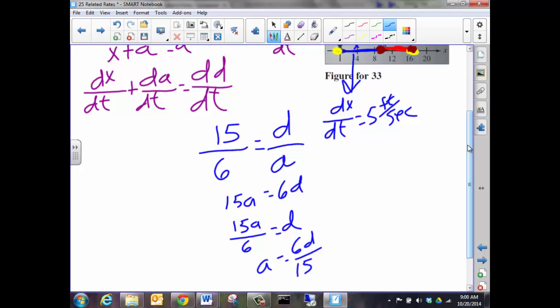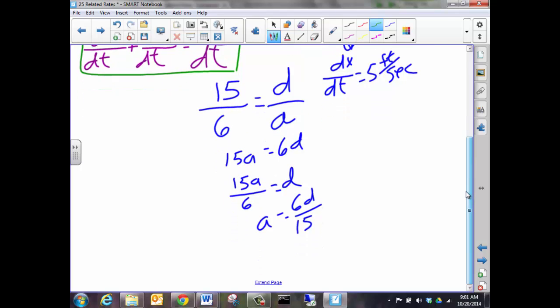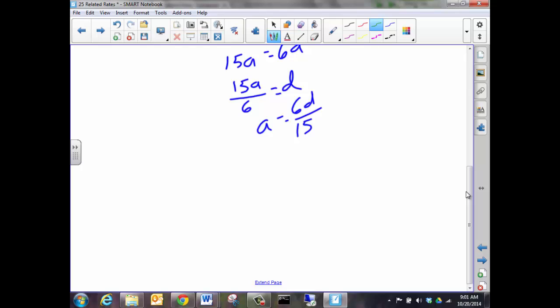But now, look at where we're at. We got over here in our purple to this point right here. We've got dx's, dA's, and dD's. And now we've got A equals 6D over 15. So what are we going to do now? Find the derivative of which one of these do you want to use, A or D, Sutton? Let's do A. So dA over dt equals what? 2/5, which is equal to 6 over 15. Yeah, let's go with the 2/5.